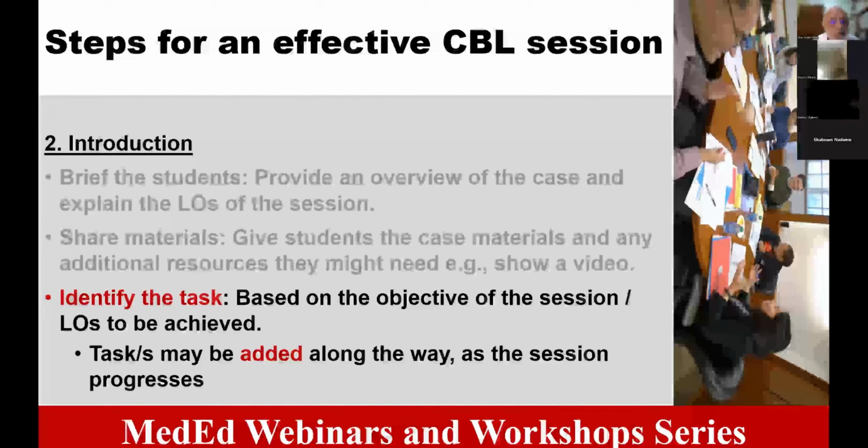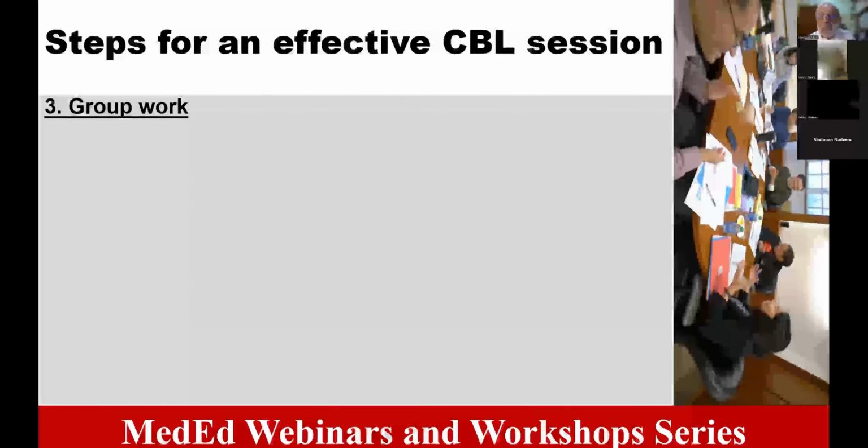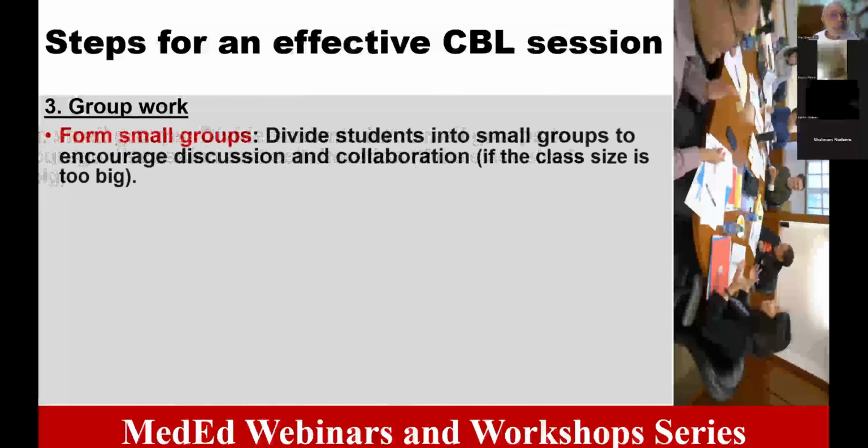Learning outcomes are to be achieved, and these learning outcomes may be introduced along the way. So we work on one learning outcome and then move on, and then we work on the second learning outcome, and so on. The third is that once this information has been given and learning outcomes have been explained to the students, the students start working in a group.